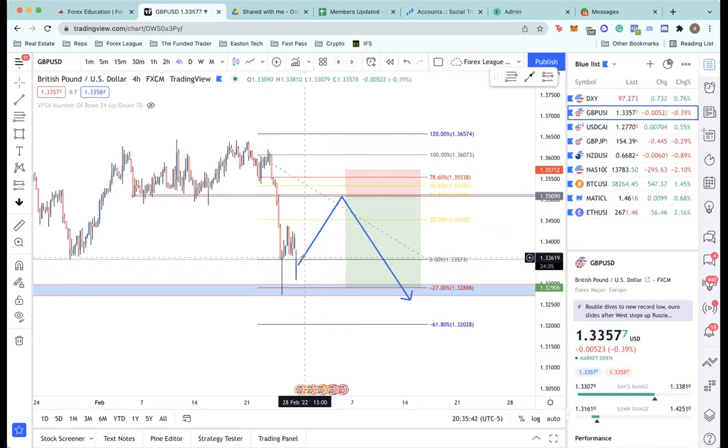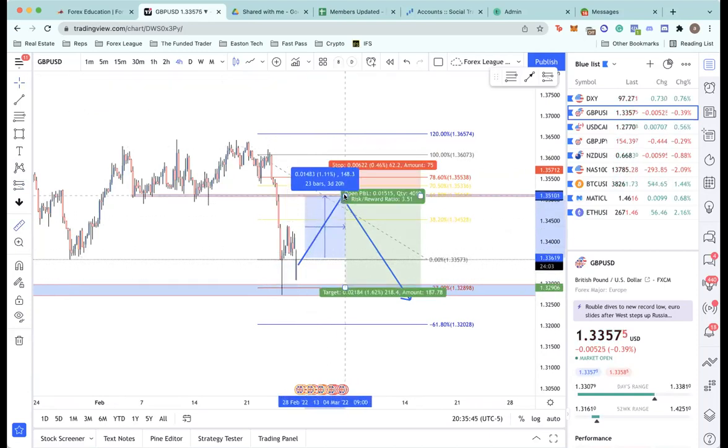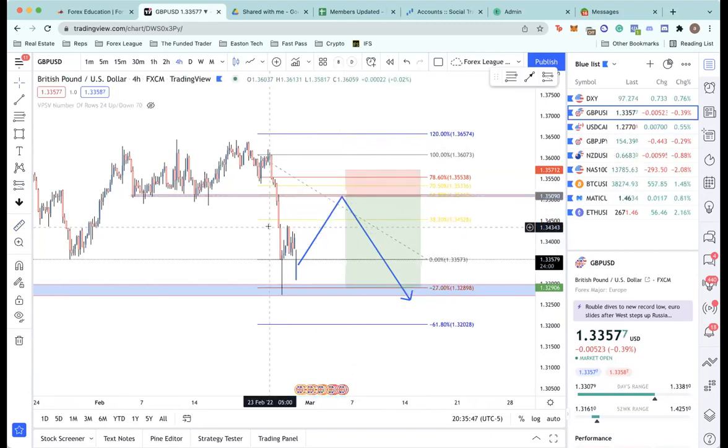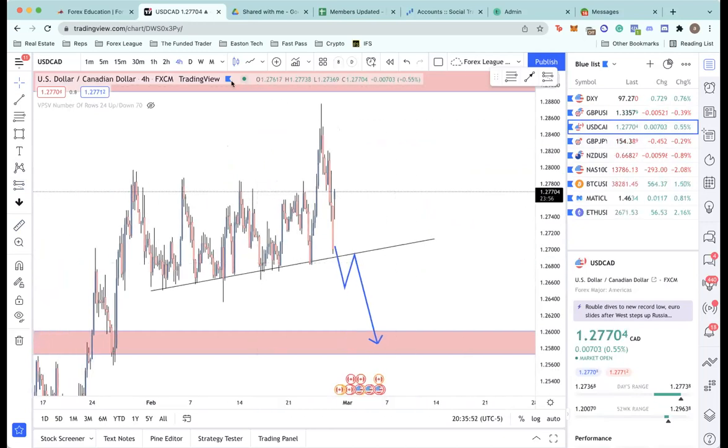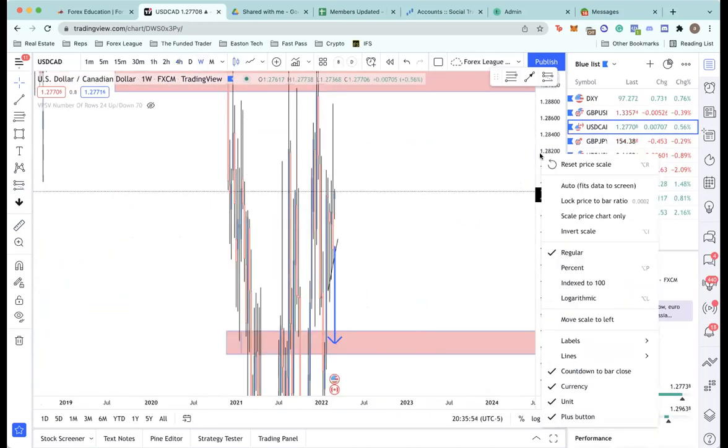Obviously, it has a lot of room to move before it gets there. It'd have to come up 140 pips. So I would not consider this one to be high on the watch list for this week. So let's come over to USD CAD next. Let's bump up to the weekly time frame.